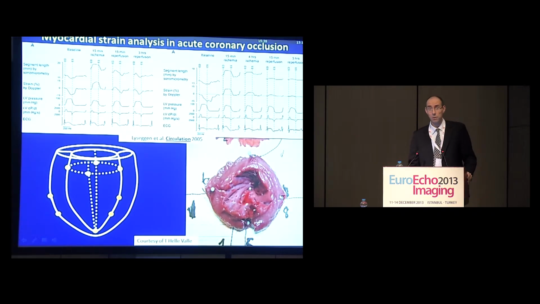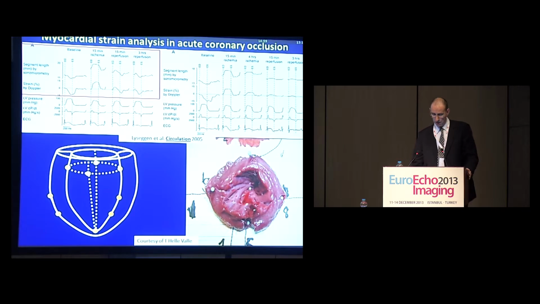We can assess myocardial ischemia by strain echocardiography. It's been shown earlier in an experimental study. This is a study from our lab from 2005, where we used strain echocardiography and sonomicrometry. This method uses crystals which are implanted in the myocardium, and then by sonomicrometry we can follow the crystals and see if there is shortening, thickening, or whatever motion there is in the myocardium.